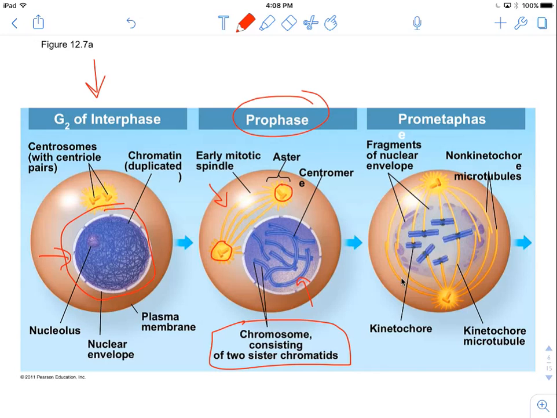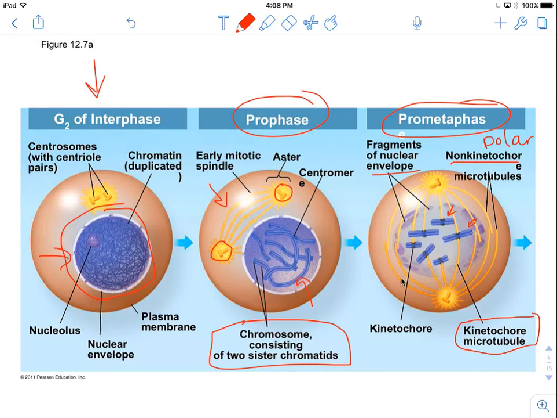Prometaphase. Again, the nuclear envelope finishes breaking apart, and the chromosomes have condensed into these nice little packages, much easier to move around. We have those polar microtubules here. They're called non-kinetochore microtubules. Those are the polar ones, and they don't attach to a chromosome. And then we have our kinetochore microtubules that do attach to a chromosome.